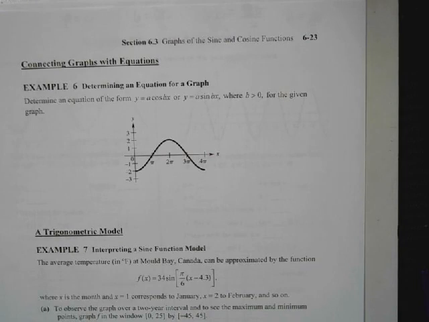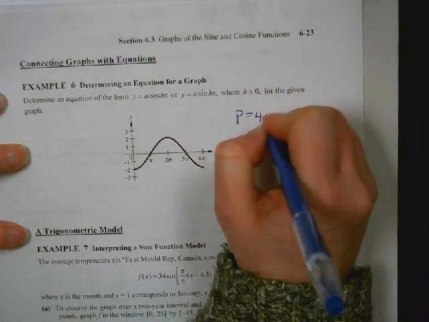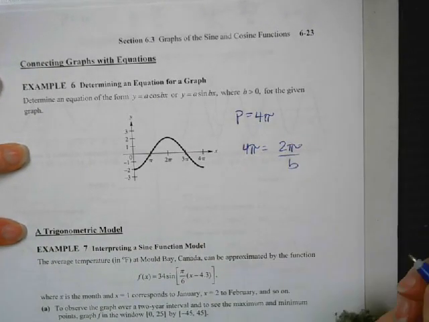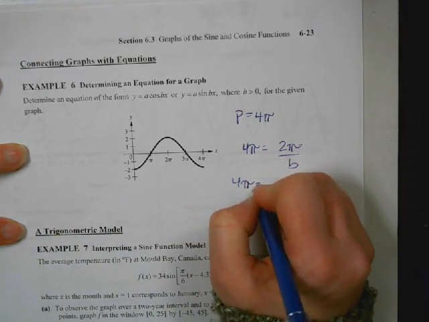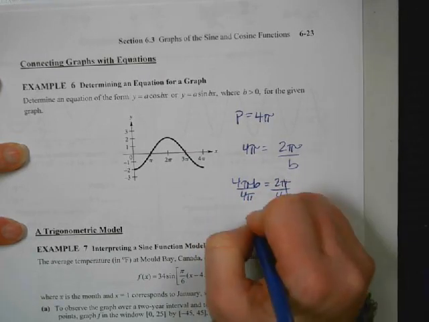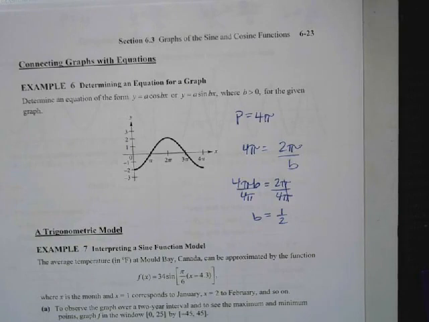What's the period? What's the period of this? When does it repeat itself? At 2 pi? At 4 pi, because it starts at 0 and it ends at 4 pi. So valley to valley. Which means my period is 4 pi, so then I can figure out my b value. 4 pi equals 2 pi over b. B equals 2 pi divided by 4 pi. Pi's cancel, so my b value is a half.